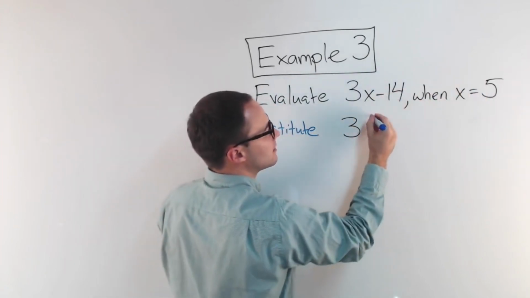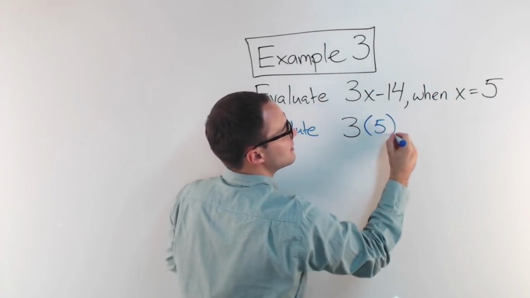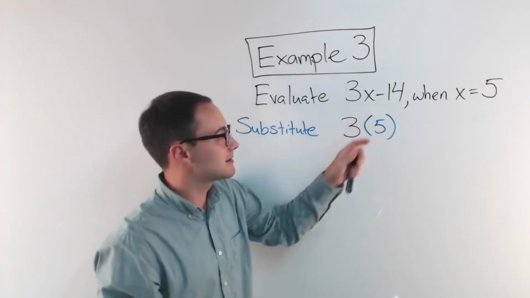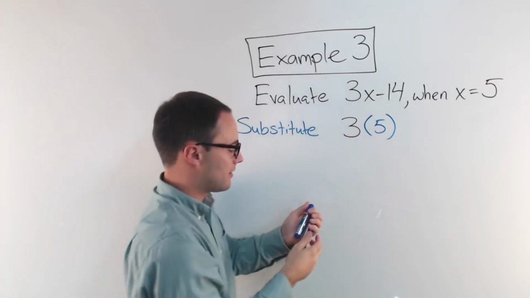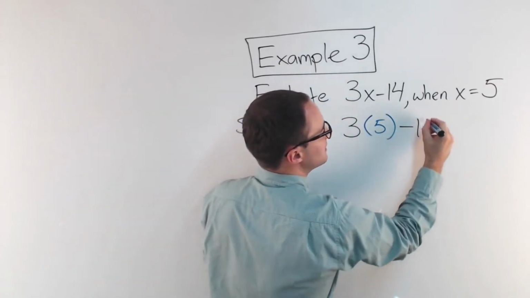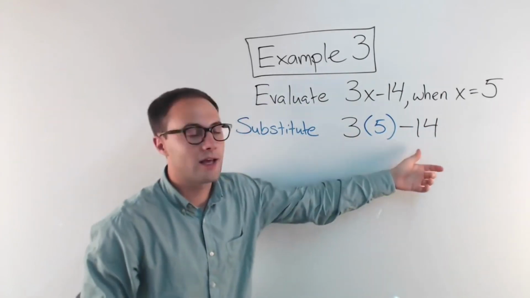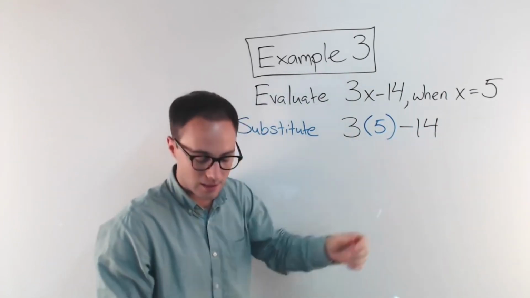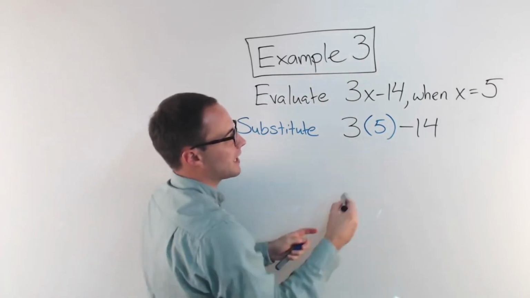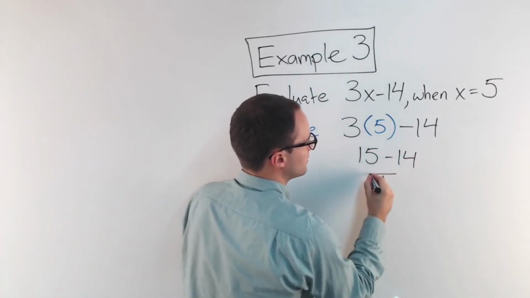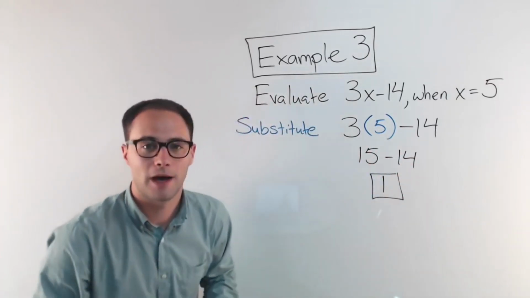I'm substituting it in. Remember, 3x means 3 times x. So I have 3 times 5. I still have the minus 14. And now it's just order of operations. I have multiplication and I have subtraction. Multiplication comes first. So 3 times 5 is 15. Minus the 14 is 1. And that is my final answer.